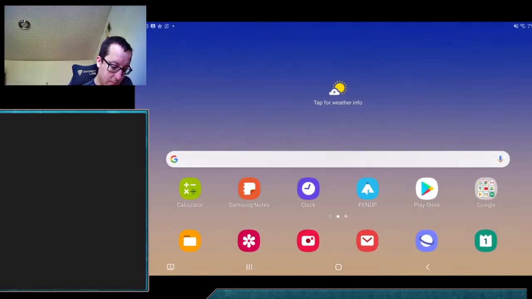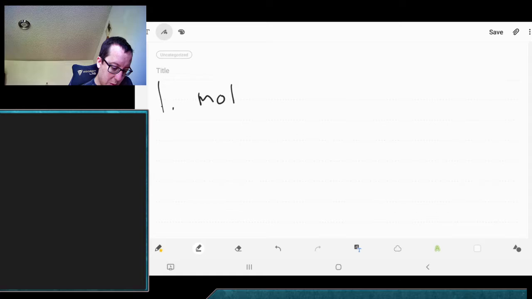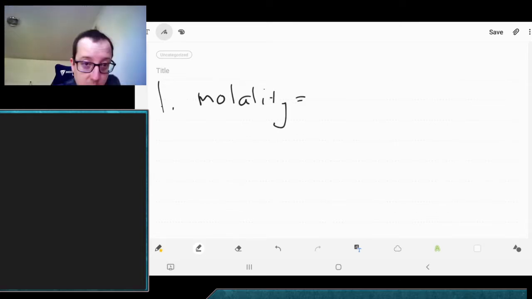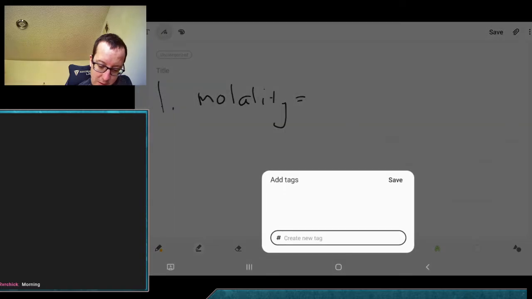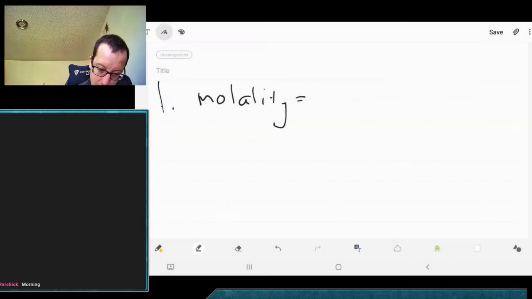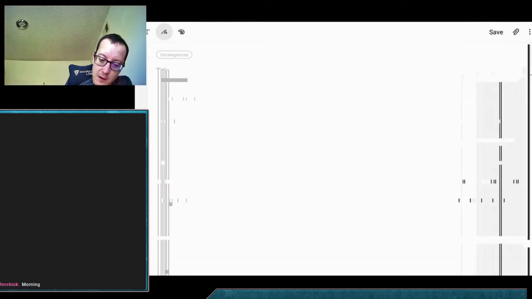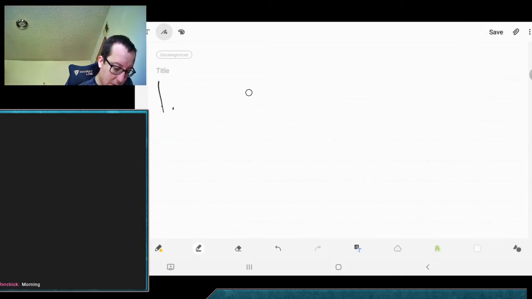Oh gosh. Molality. Okay, I really need to find where the stylus is gone. I can't work like this. I found it. Okay. We will turn off finger drawing so I don't have any more issues. Okay, found the stylus. We're good.